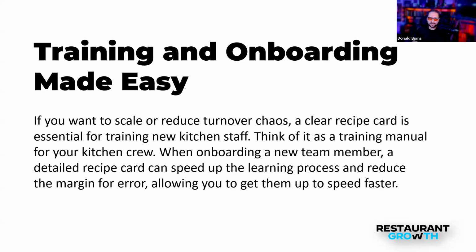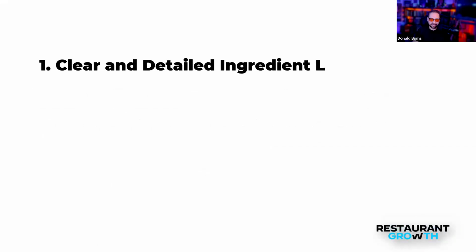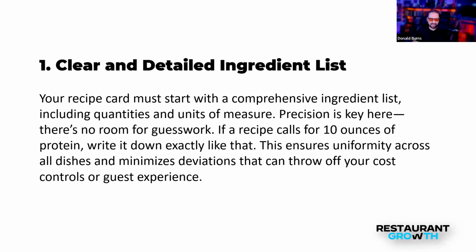So when we're talking about recipe cards, there are some key components that we need to have an effective recipe card. Some people don't have all these elements, so you want to look at all your recipe cards and go back over them and make sure they have all these elements. Number one, they should have clear and detailed ingredients lists. Your recipe cards must start with a comprehensive list that includes quantities and units of measure, not a pinch, not an amount, not a deli cup. You want accurate measurements.